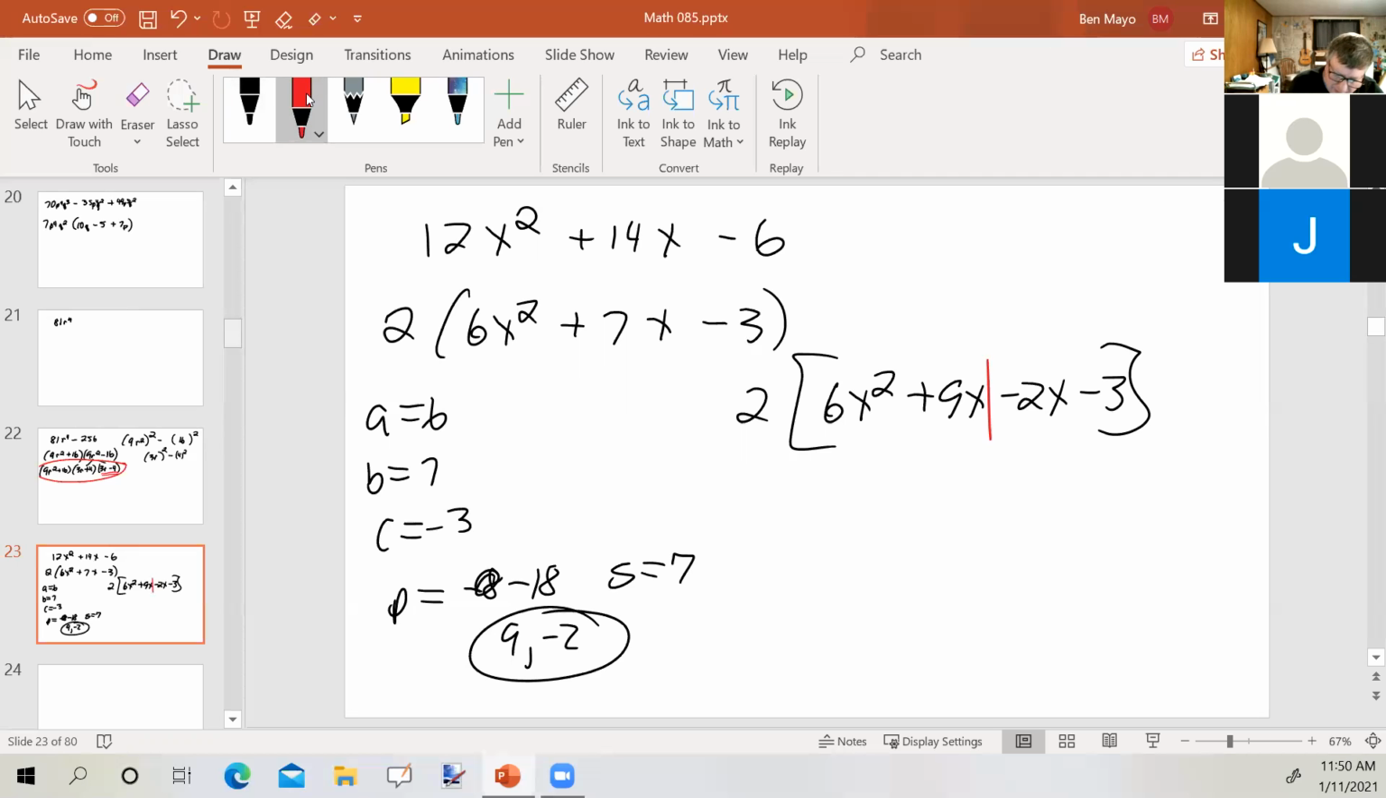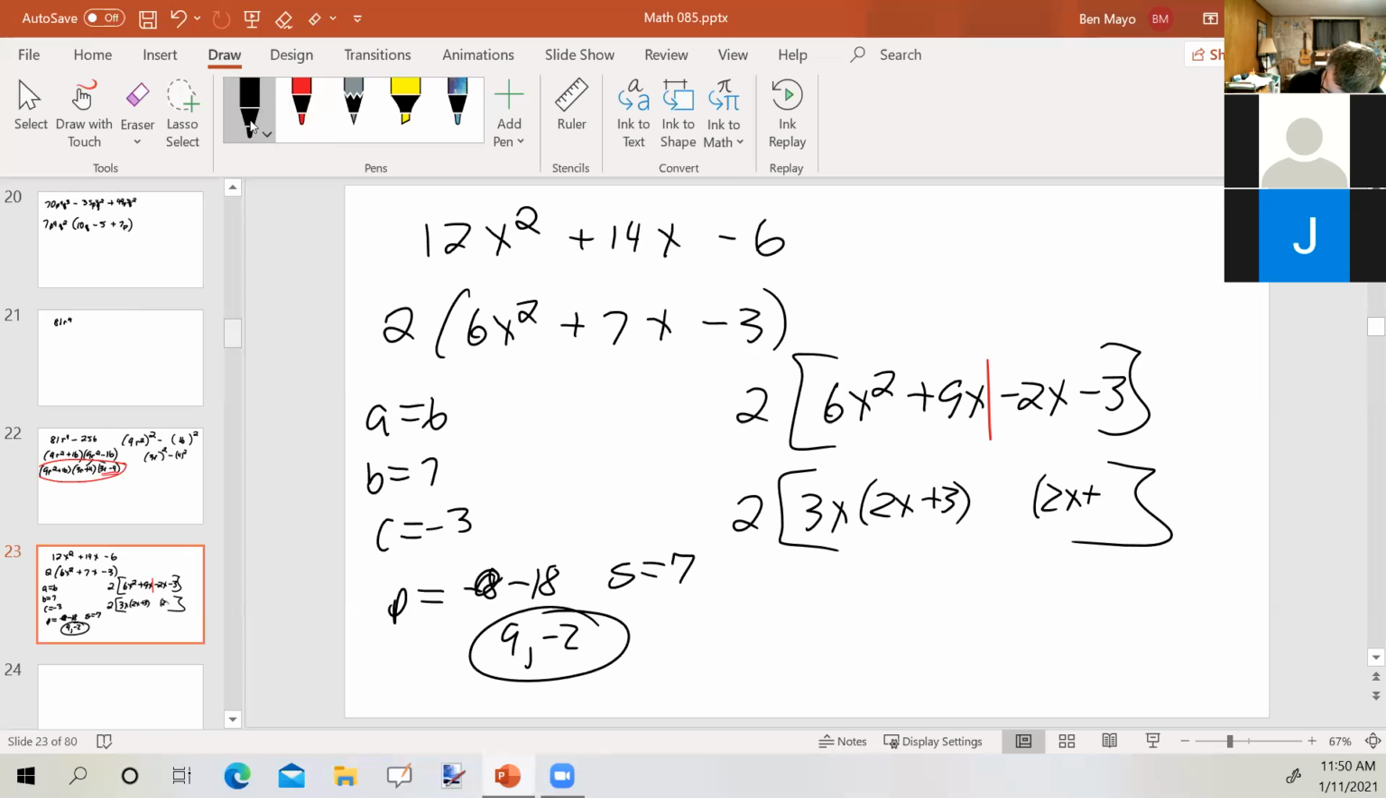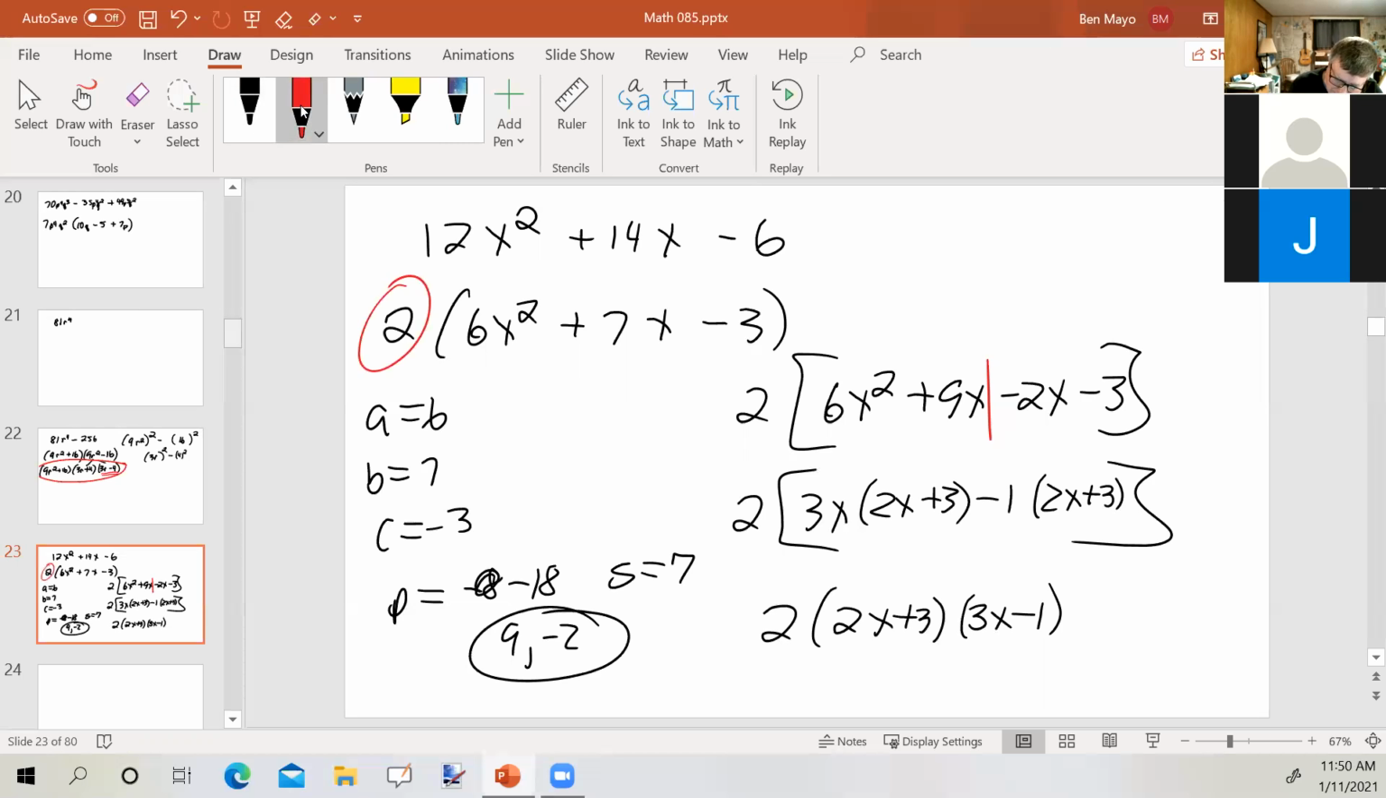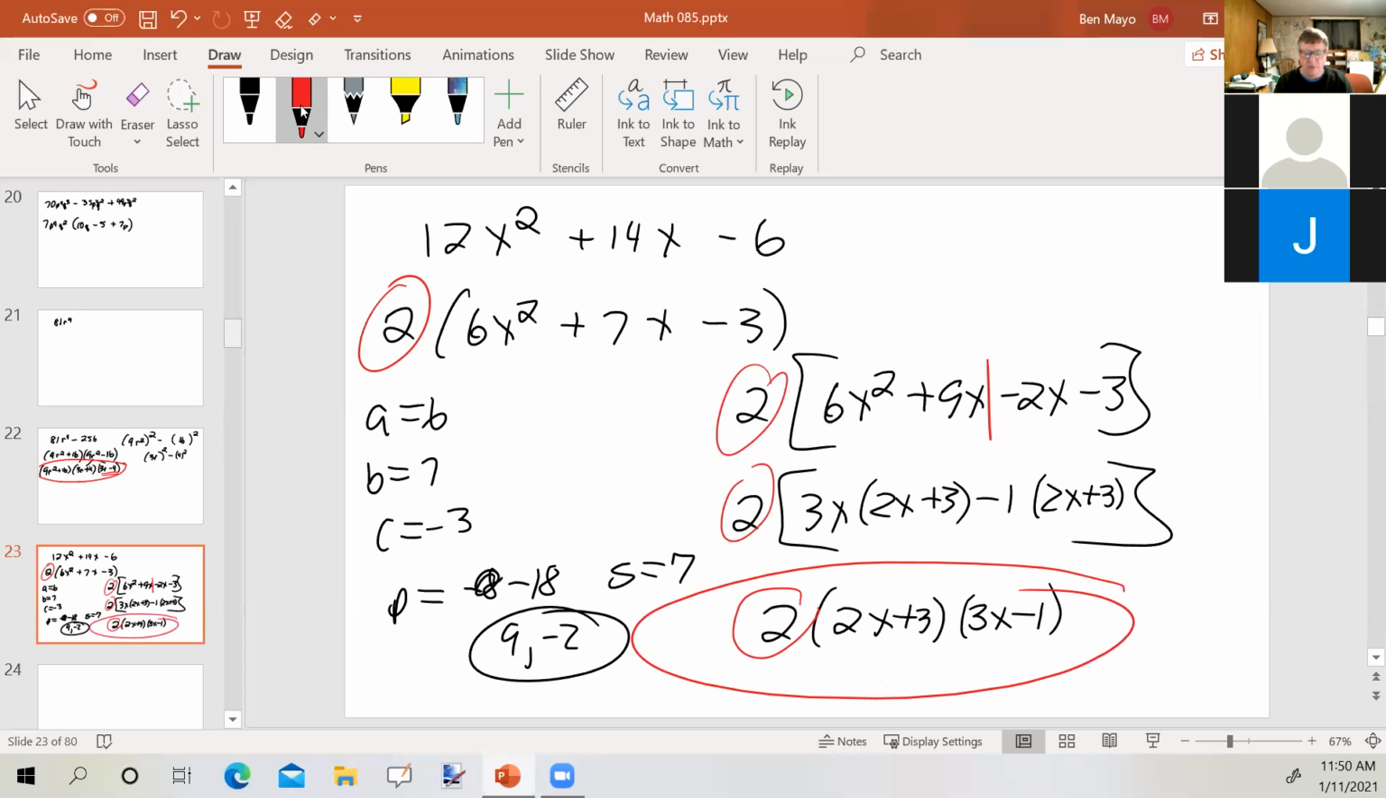I'm going to use factoring by grouping. So 2 times. The greatest common factor of the first two terms inside would be 3x. So I have a 2x plus 3, a 2x plus 3, and a minus 1 outside. So I get 2 times 2x plus 3 times 3x minus 1. The most common mistake students make with this is they take that 2 out and then they don't remember to drag it along and have it as part of the final answer. So be careful with that.